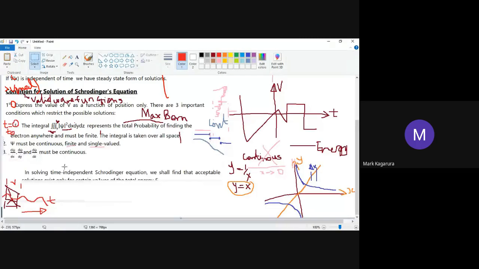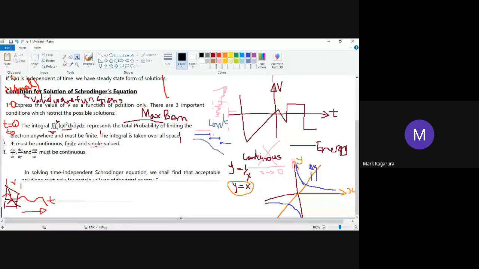So the first order derivatives must also be continuous. That means dphi dx, dphi dy, dphi dz must be continuous. So why, you ask? Because where it's continuous. Let's have a look.